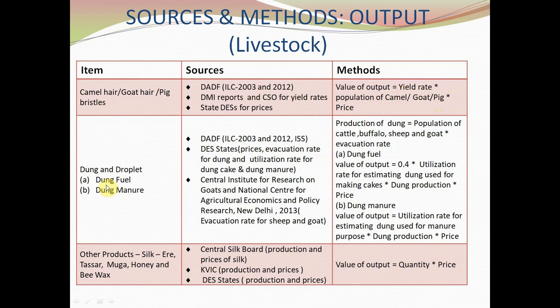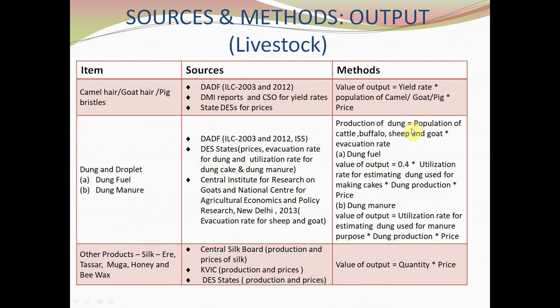For dung and droppings, we are using dung fuel and dung manure. Sources are DADF studies and the ILC 2003-2012 integrated sample survey. The states' DES are providing prices, evacuation rate for dung, and utilization rate for dung cake and dung manure. Central Institute for Research on Goats and National Center for Agricultural Economics and Policy Research, New Delhi, 2013 is used for evacuation rate for sheep and goat.